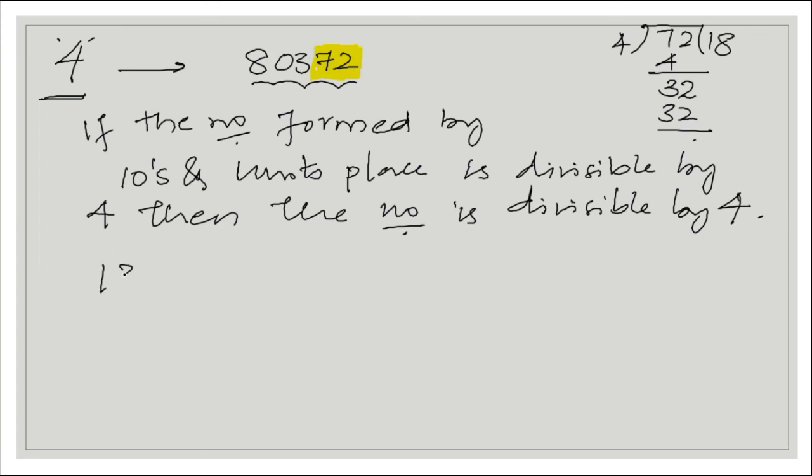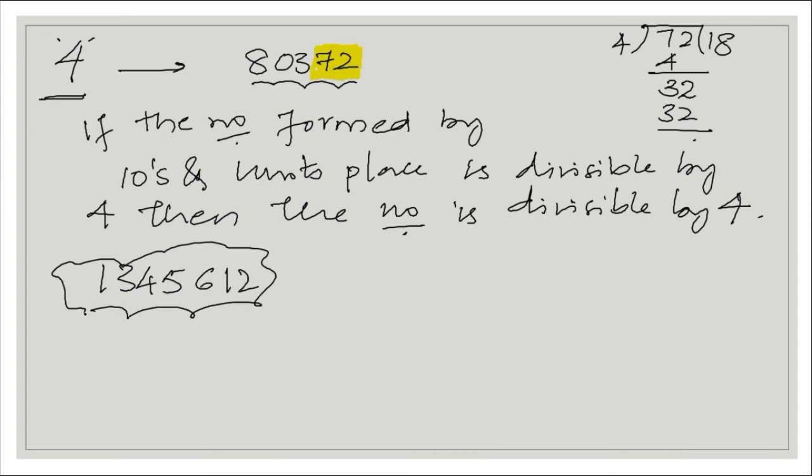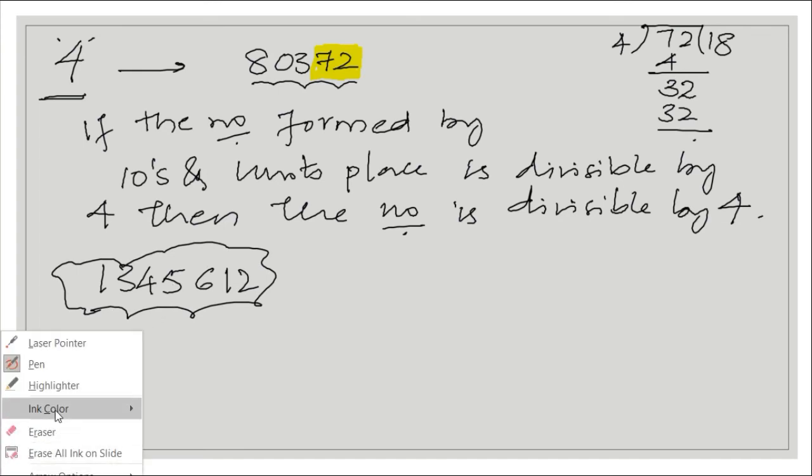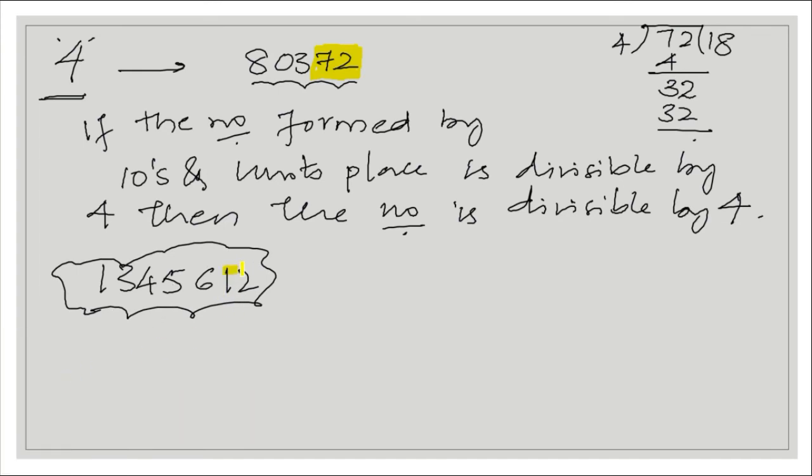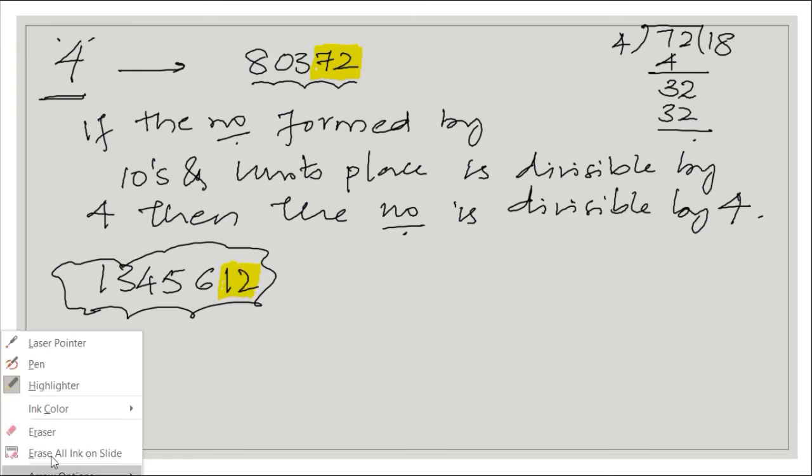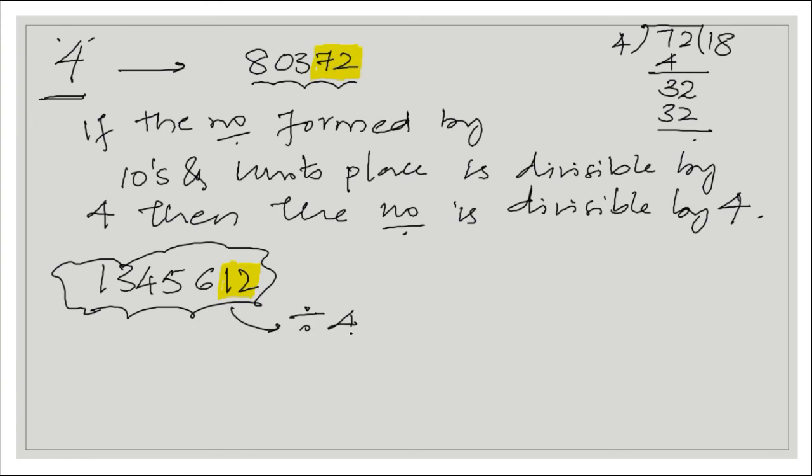Suppose I have 1, 3, 4, 5, 6, 1, 2, and I want to check whether this particular number is divisible by 4. What I need to do is look at only the number formed by the last 2 digits. Tens place is 1, ones place or units place is 2, 12 is divisible by 4, so this number is divisible by 4.